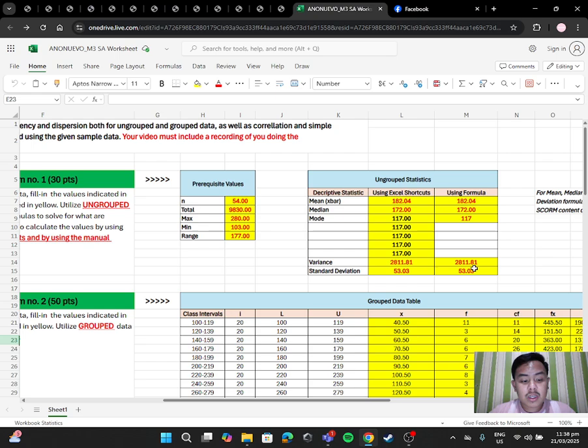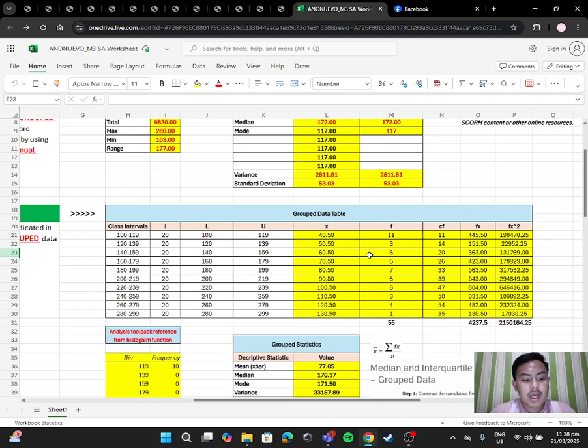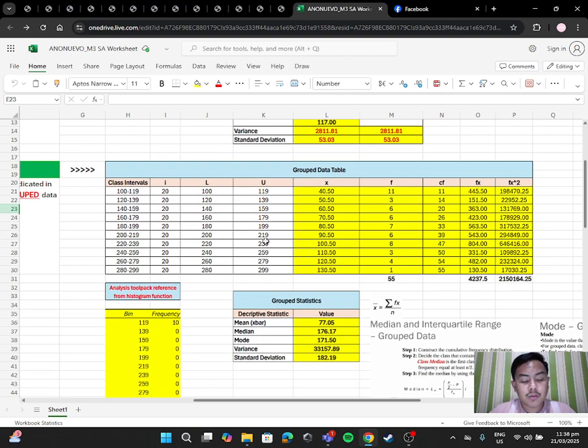To solve this problem in Excel, start by organizing the data into a group data table, which includes class intervals, frequencies, and midpoints. The histogram helps visualize the data distribution, and the frequency values from it are essential for calculations. So the first step is to compute key values such as the product of frequency and midpoint, as well as the product of frequency and midpoint squared. These values are necessary for further statistical analysis.